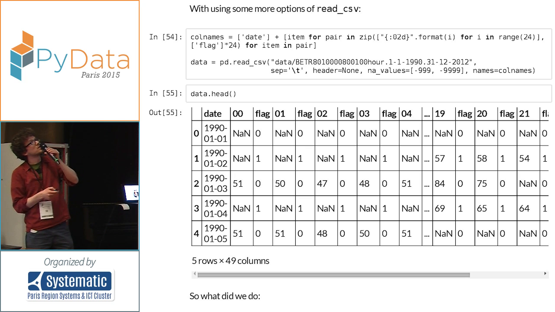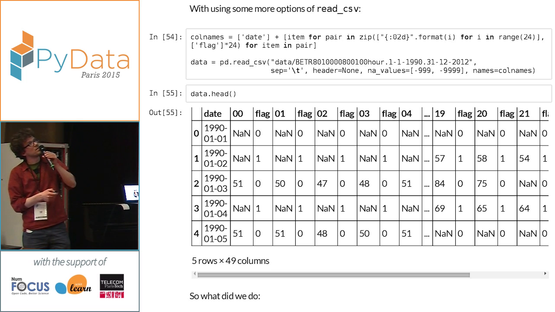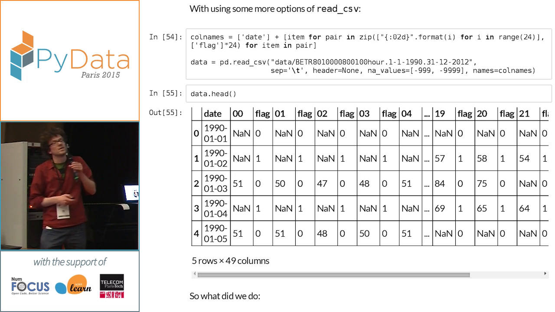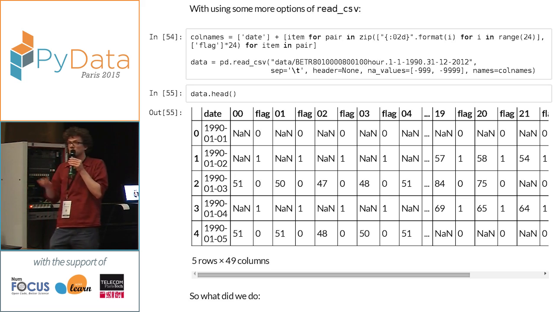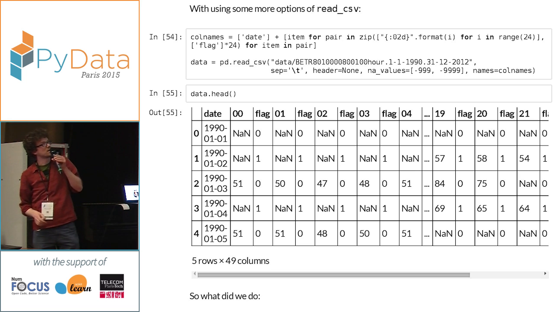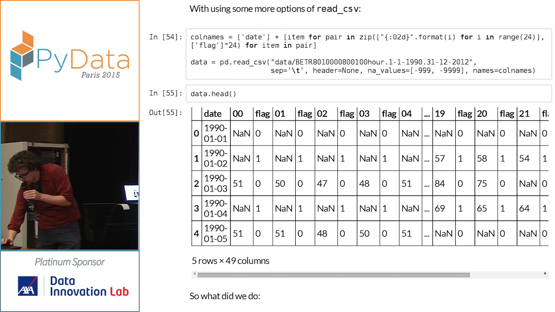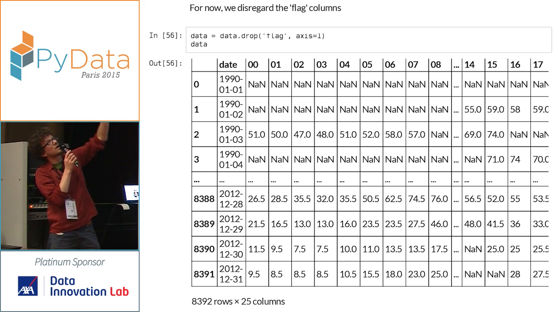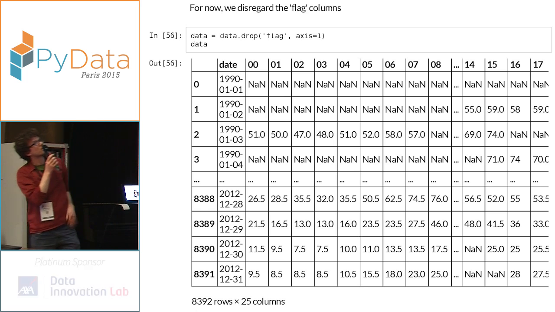I made up some column names here, and I also set that all the values that are minus 999 and minus 9,999 should be interpreted as not available, as non-values. If I specify it over there, then at once all those values are represented as NaNs. So this is already looking better. For now, I disregarded the flag column. If I drop it with the drop method, I end up with this data set.